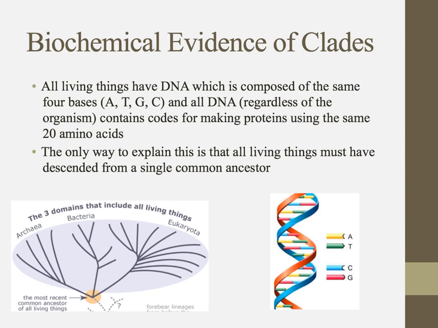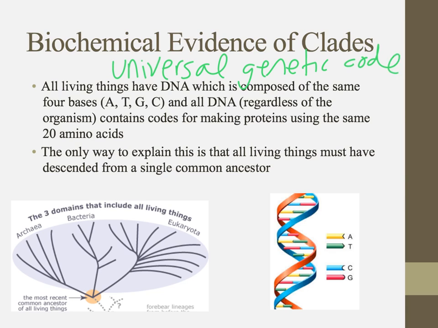So one of the things that we keep coming back to in IB Bio is the universality of the genetic code. We often say that the genetic code is universal. What does that mean? Well, pretty much every organism on Earth has DNA that functions in the same way. It's some arrangement of A's, T's, G's, and C's.